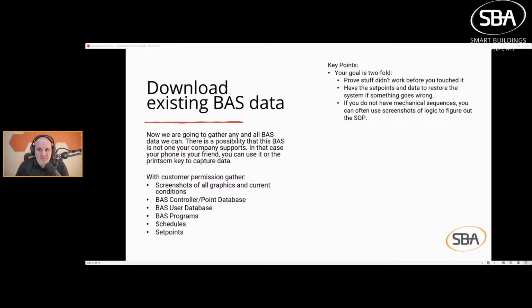And if you don't have these mechanical systems or sequences from the previous document collection, oftentimes if you can access the logic, you can figure out the sequence of operations. Unless it's like the old DX9100 stuff where you needed a tag file, and if you didn't have the tag file, you didn't know what points did what. Most programs, you can kind of figure out, just looking at the logic, what the sequence of operations is.